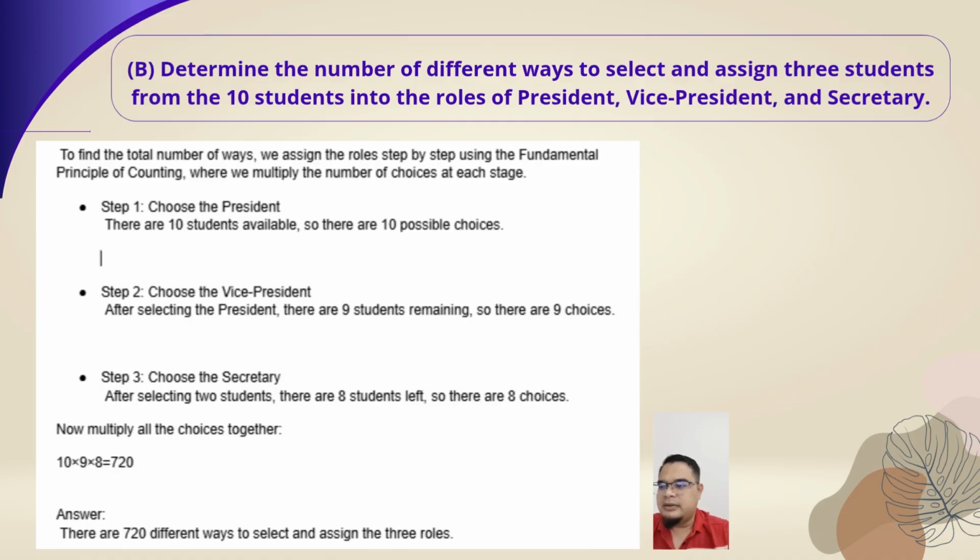Now multiply all the choices together. 10 multiplied by 9 multiplied by 8, so we get 720 ways. So this means that there are 720 different ways to select and assign the 3 roles.